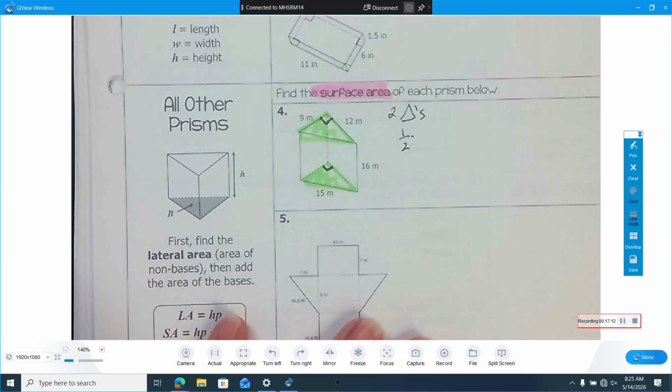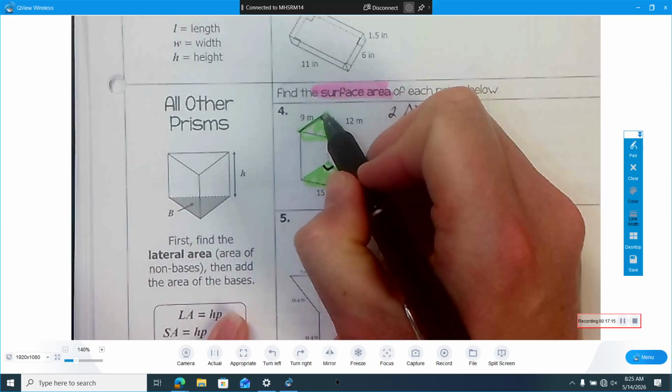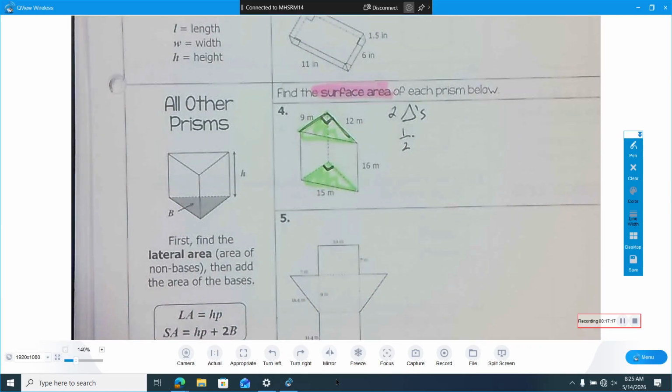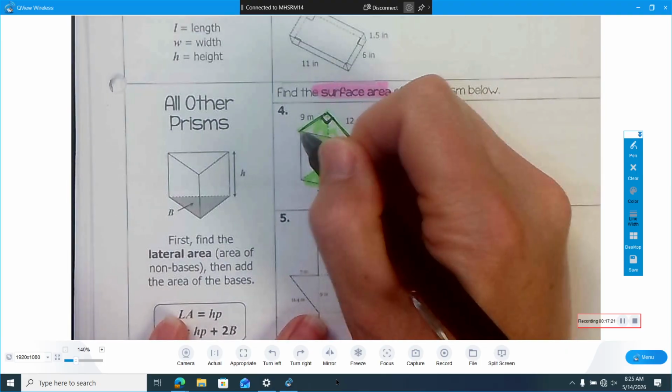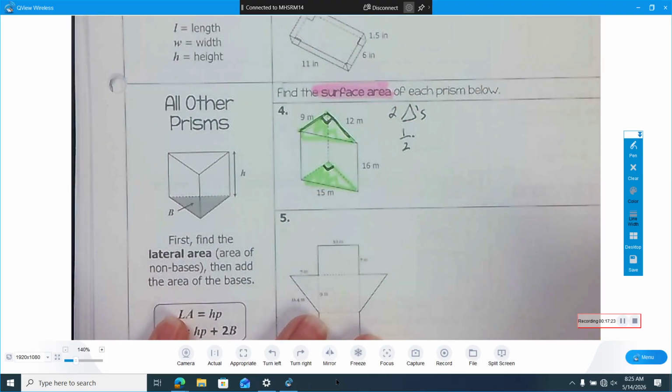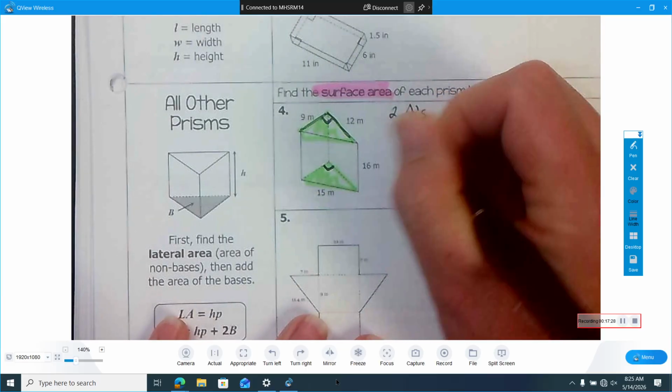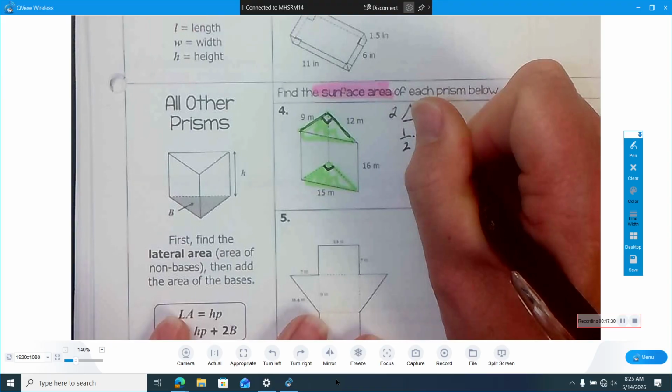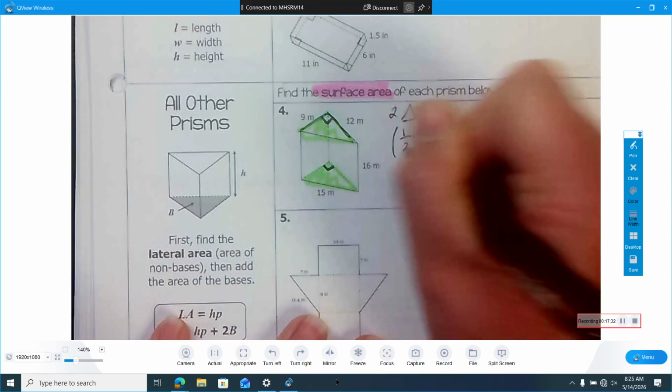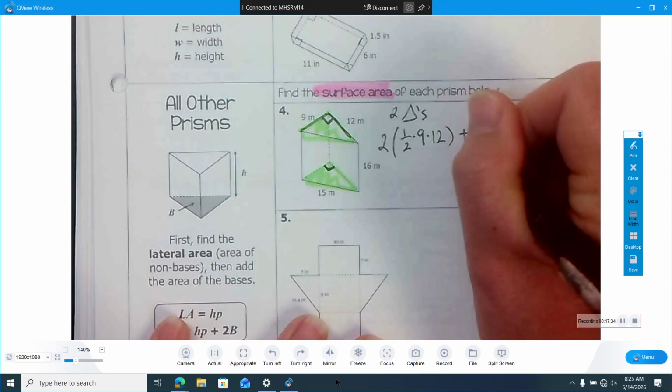And this is important to recognize because base and height must be perpendicular. All right, so you got to find those right angles. There's your base and your height of the triangle. 15 would be the hypotenuse, so we don't want to use that. But 9 and 12, so 1/2 times 9 times 12, and we have 2 triangles.